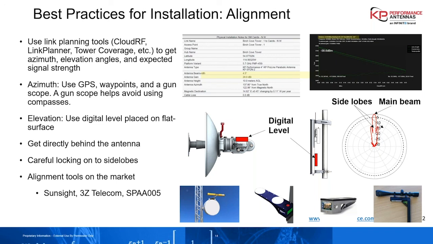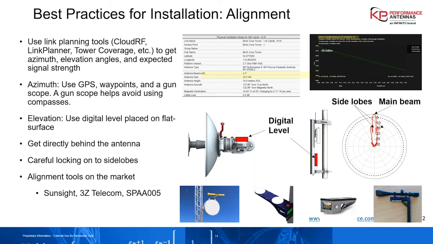Now, what we suggest is when you're out in the field, use GPS, waypoints, and a gun scope. And that'll help you figure out where you should be pointing your azimuth angles. The gun scope really helps you avoid using compasses, which can be impacted by a number of different things, such as the iron in the tower, or just the change in the magnetic direction, depending on where you are in the earth.